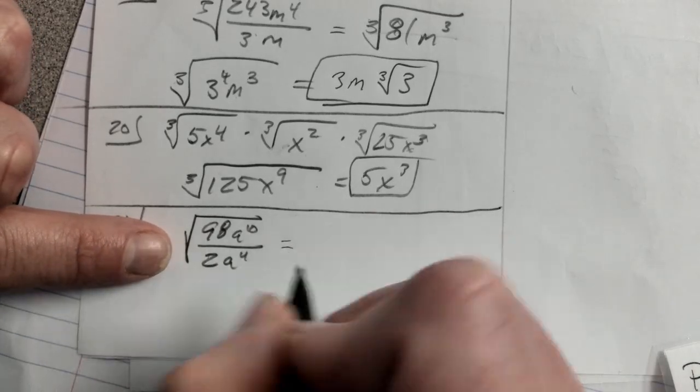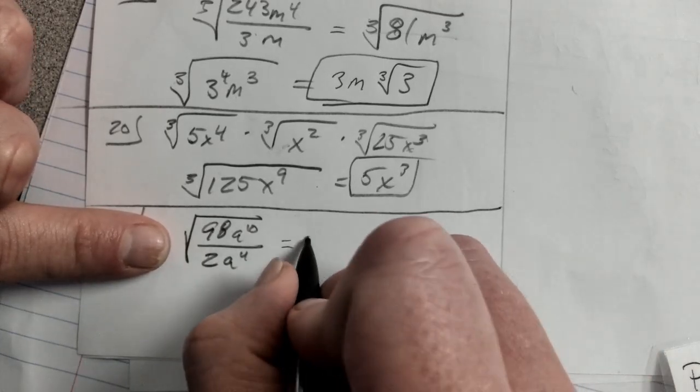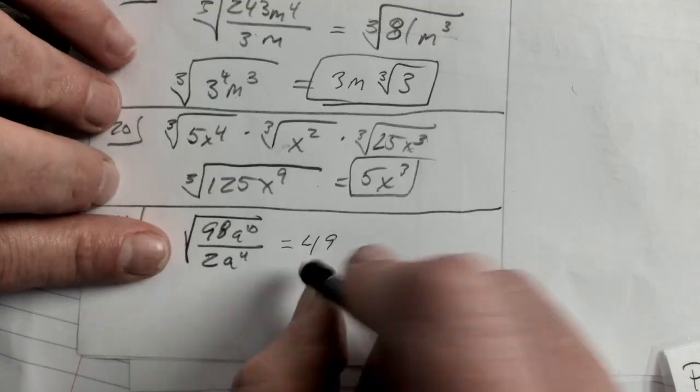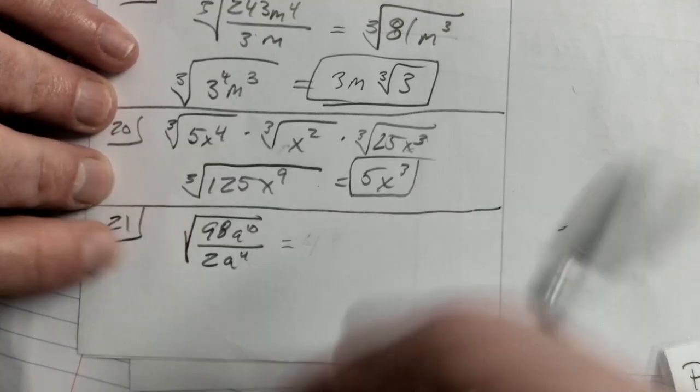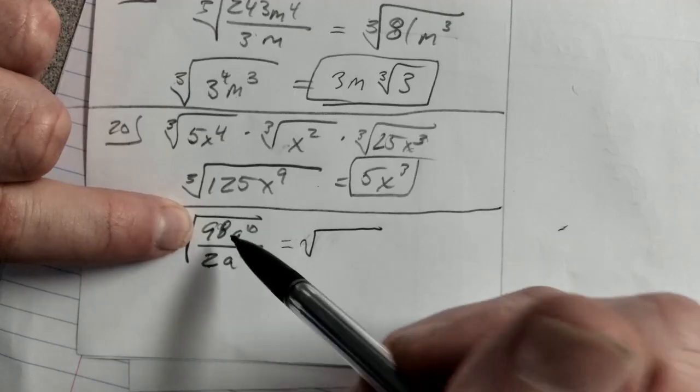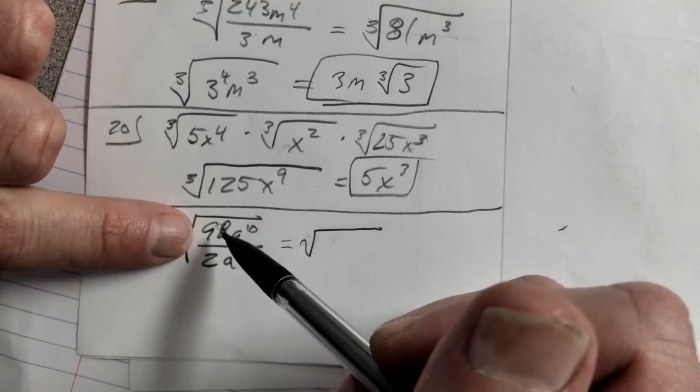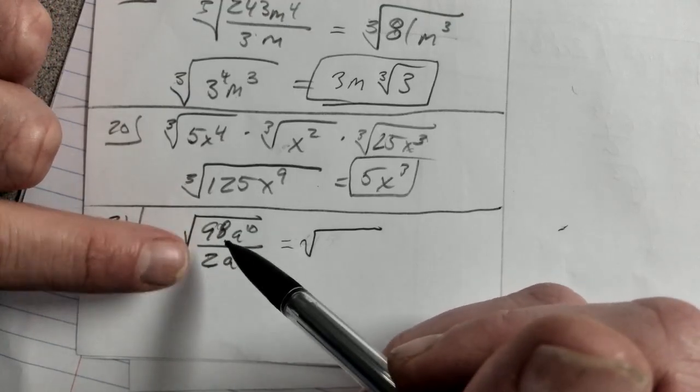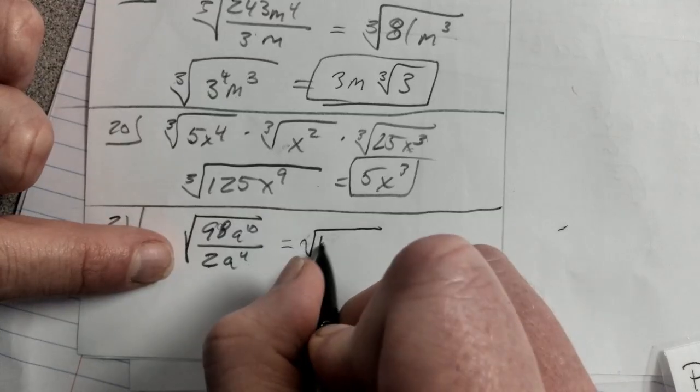So 98 divided by 2 is 49. Yeah, this is still underneath the square root too. Alright, so let me get that in there. Well, 100 divided by 2 is 50. And since 98 is 2 away, then 50 minus 1 would be 49.